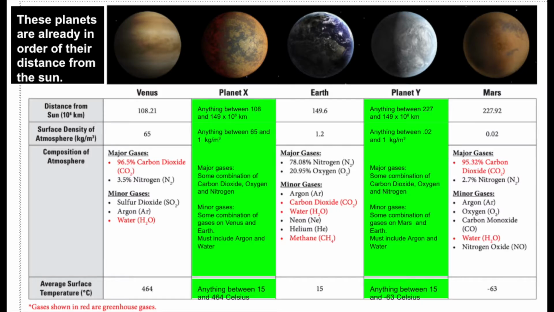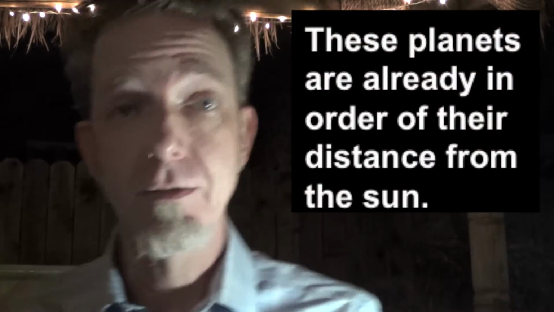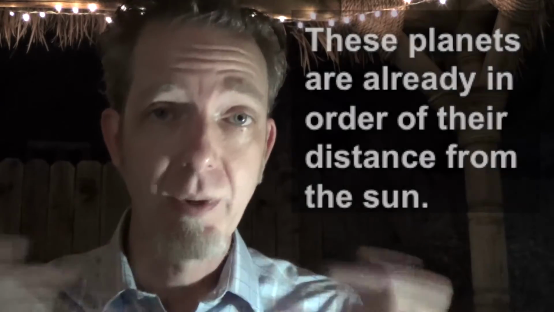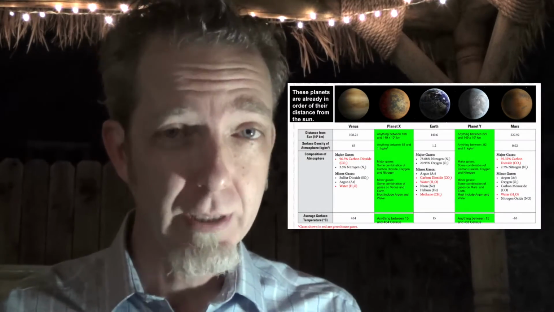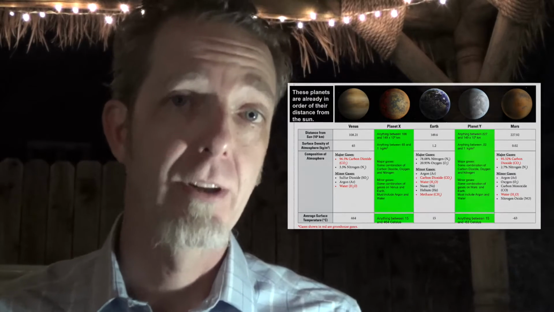Slide 4, these are the planets already in order from their distance from the sun. We're telling you this in advance. These are already in order. You're just adding details. Fill in the appropriate details. That's all. It should be pretty simple, but understanding which details to fill in is really the key.